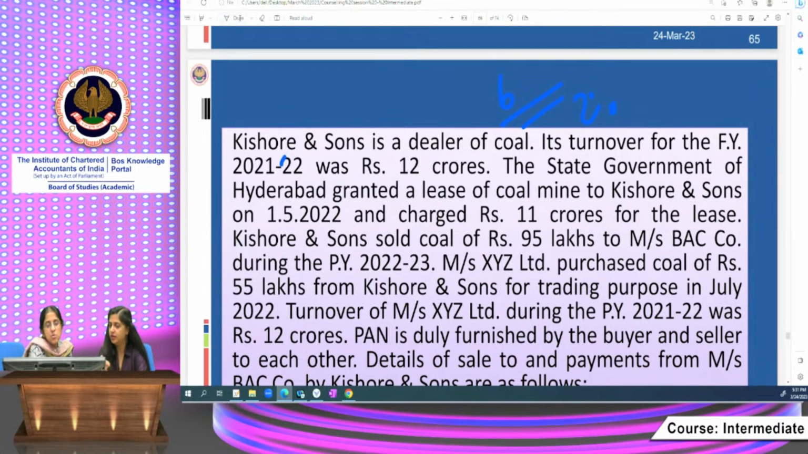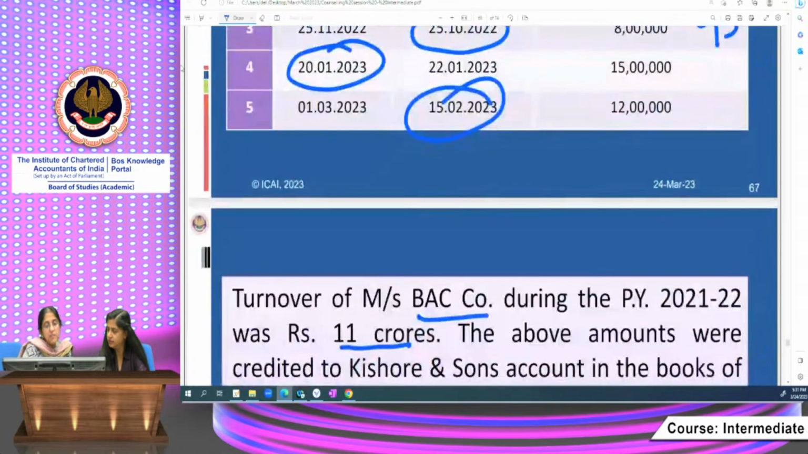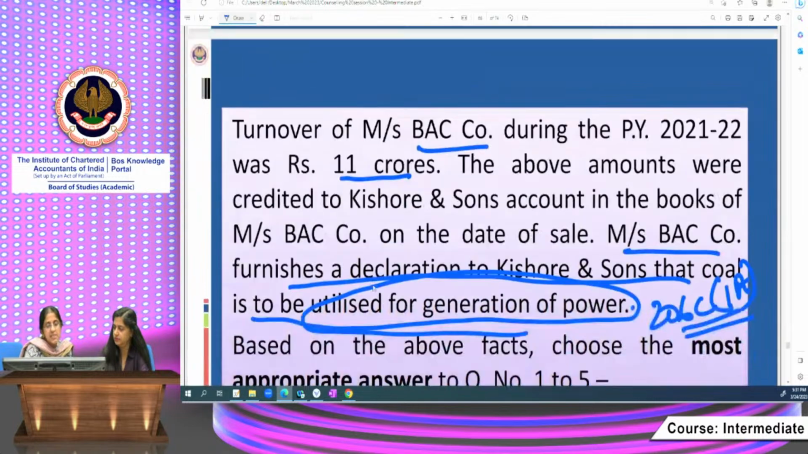Kishore and Sons sold coal of 95 lakhs to BAC Company during the previous year. It sold coal of 95 lakhs to BAC and Company. Now, what are the particulars? Later on, what did we see? BAC's turnover also exceeds 11 crores. Kishore and Sons' turnover also exceeds 10 crores. So that is not a problem.